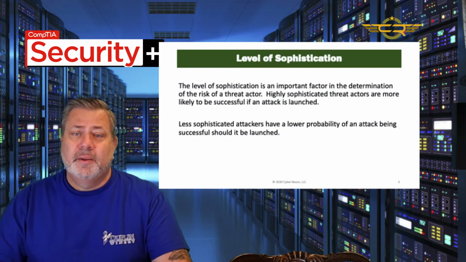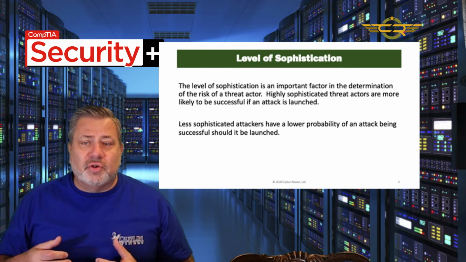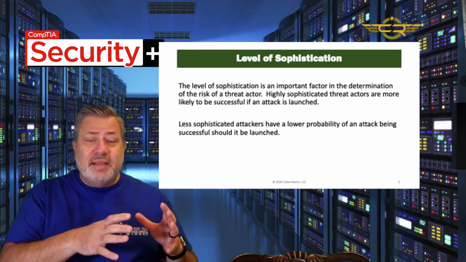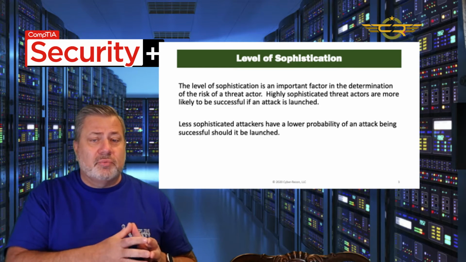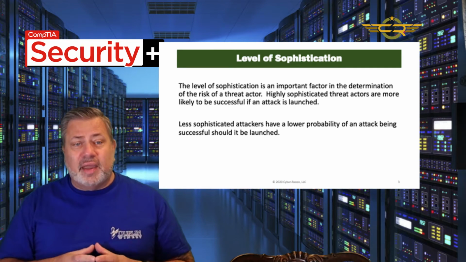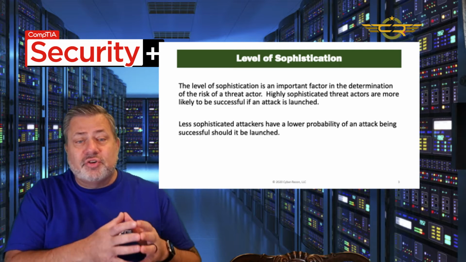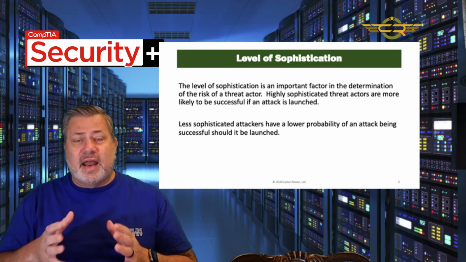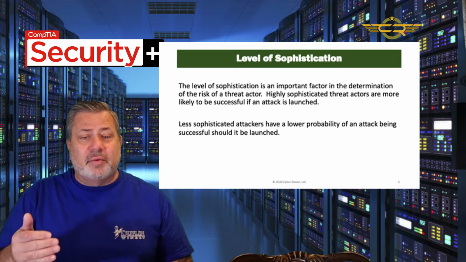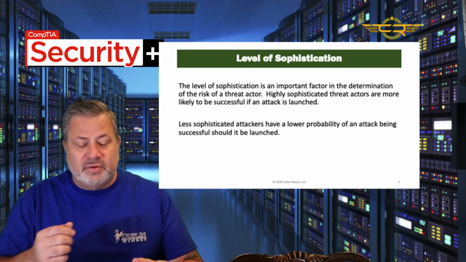So that's one facet. Another facet is the level of sophistication. How technically sophisticated is the attacker? So this is an important factor in determining how successful the threat actor is going to be, right? Highly sophisticated threat actors are likely to be more successful if their attack is launched. That means they have more technical skill, they have more technical sophistication, they're more sophisticated maybe in their social engineering. They're just more sophisticated. So less sophisticated attackers have a lower probability of an attack being successful should it be launched. And that just makes sense. We have more skills, more sophistication. That means we're more likely to be successful.